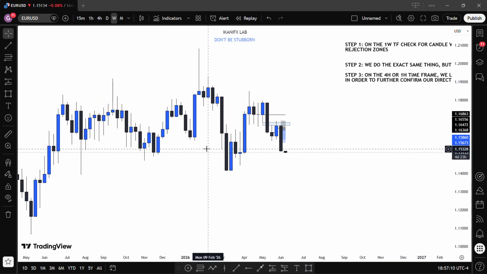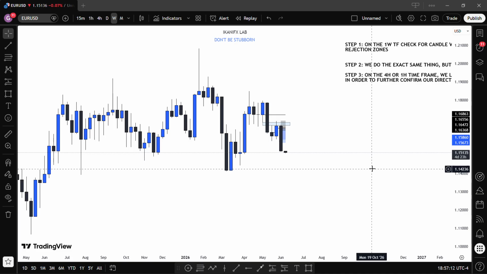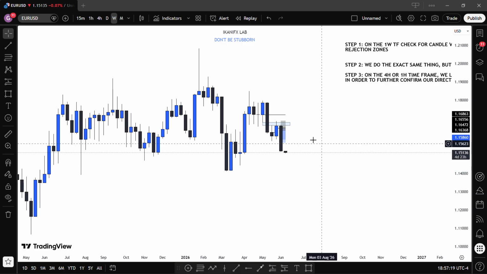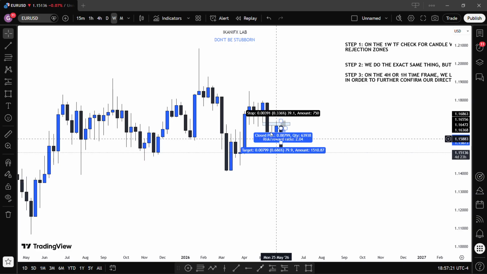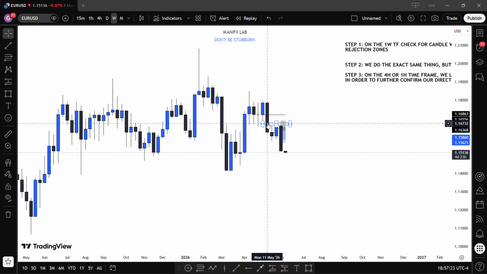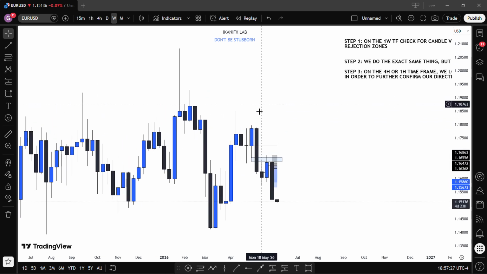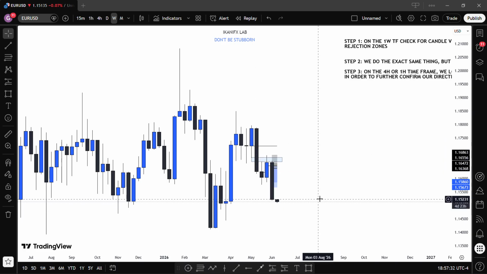Let's just go into this right here on the weekly time frame for EURUSD. The first thing we can obviously see is this has been a bearish market for the past 1, 2, 3, 4 weeks. For 4 weeks now, it's violated this blue candle over here, and after that it has been plummeting downwards.